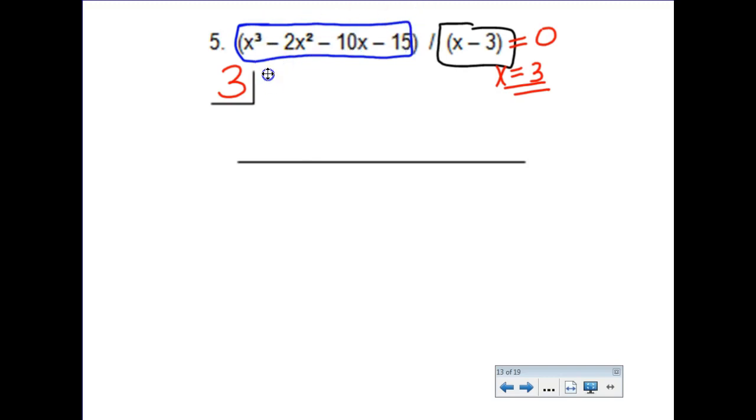Alright. So now I'm going to just write down the coefficients. So this guy has a coefficient of 1, a coefficient of -2. Next coefficient is -10. Oops, wrong color. And then our final coefficient for the constant is -15.